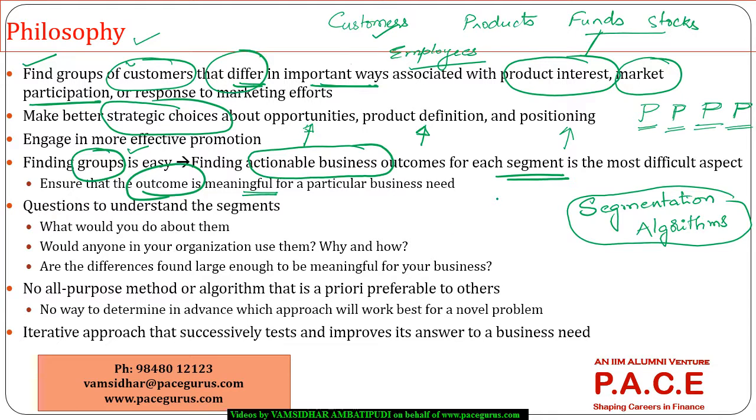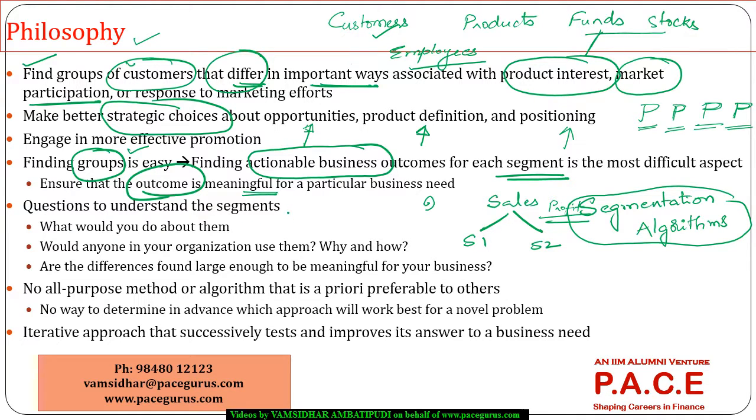I have to really ensure that on some basis or the other, the outcome is meaningful for my business need. So when I'm saying sales will be different across segment 1 versus segment 2, or profitability is different across segment 1 versus segment 2, or the inclination to buy is different across segment 1 and segment 2. So there should be different kinds of business scenarios that I need to identify and see that these business scenarios are really differentiated across the various segments. So that becomes the most challenging aspect.